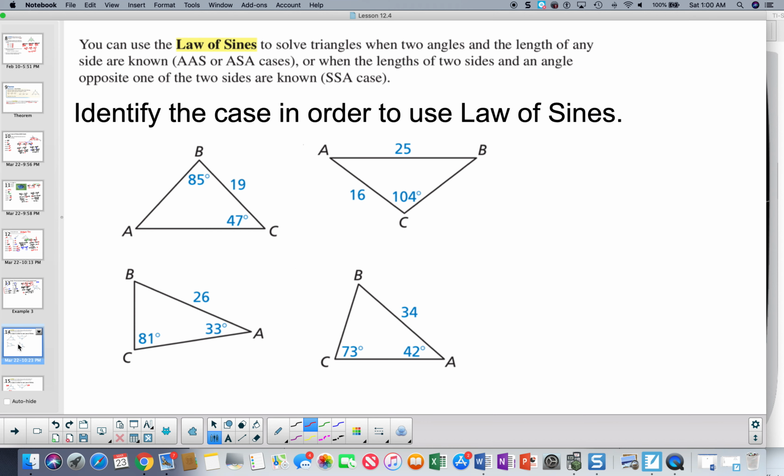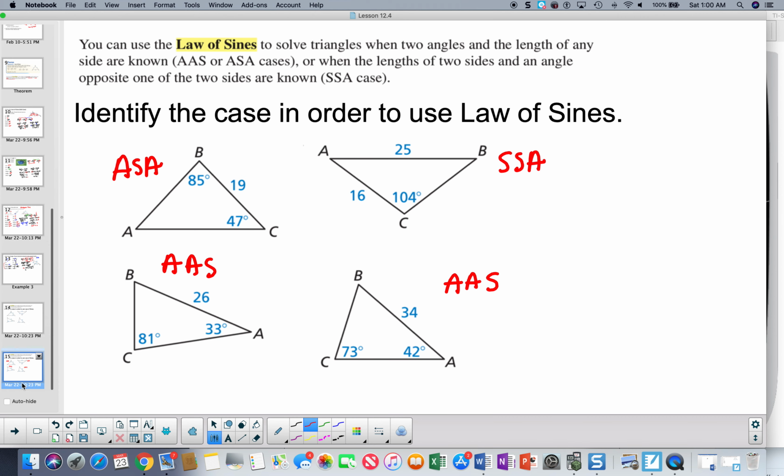Okay, last thing is, can you identify which case each one of these are? Can you recognize whether it's angle, side, angle, or side-side angle? That's all you have to do is identify the case. Pause the screencast and see what you can do. And here are the answers.